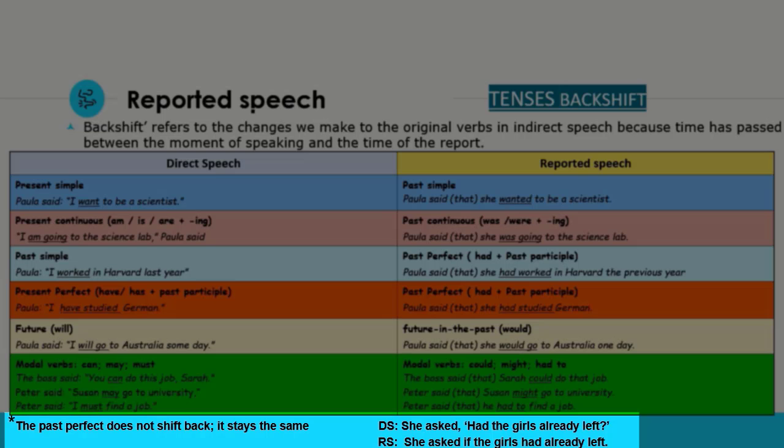The exception we have here is the past perfect. It does not shift back in the reported speech, but it stays the same. Like in this example, she asked, "Had the girls already left?" In the reported speech, it doesn't change. She asked if the girls had already left.